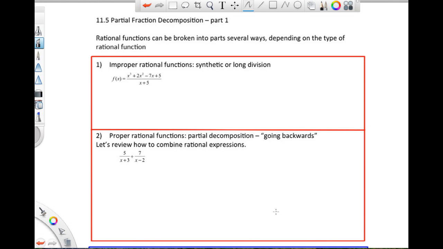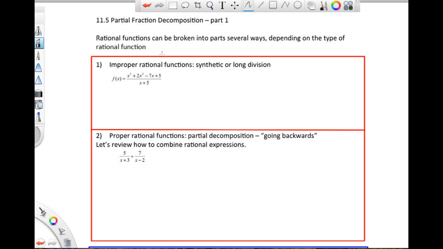11.5 Partial Fraction Decomposition, Part 1. So we're going to look at some rational functions for a while, and we're going to try to break these down. Breaking it down can be done in more than one way. It depends on what type of rational function you have, and even within the rational functions themselves, some different things can happen. So let's look at an improper one first.